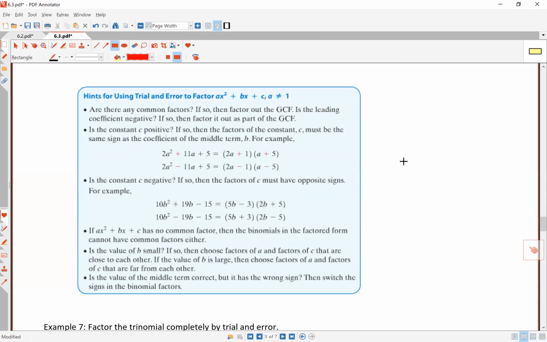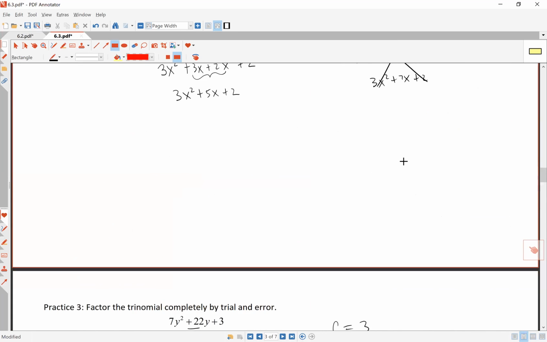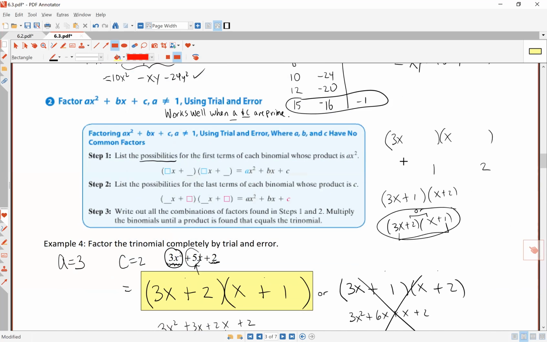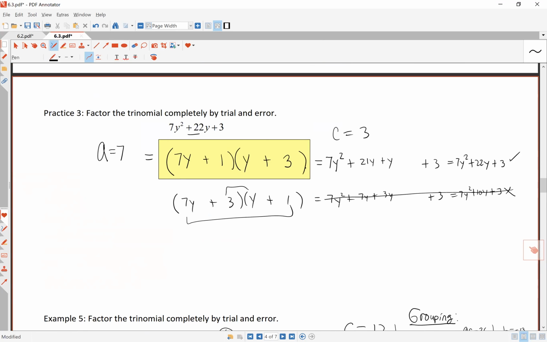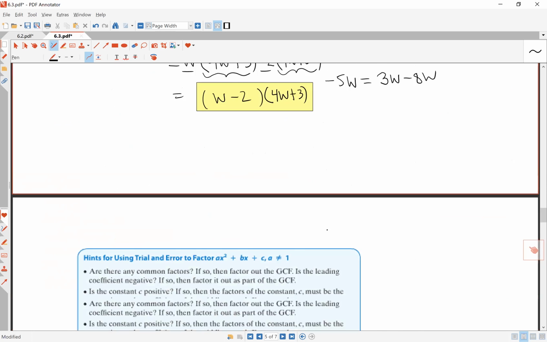Here is a list of things to use to help with the trial and error method. I don't really suggest going through this and figuring this all out. Again, I say that use trial and error when both A and C are prime. If one or both of A and C are not prime, then go ahead and use grouping.